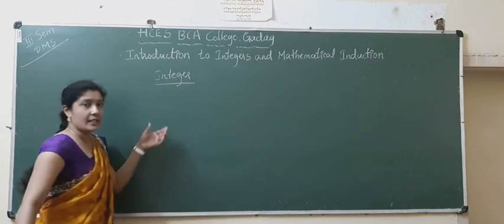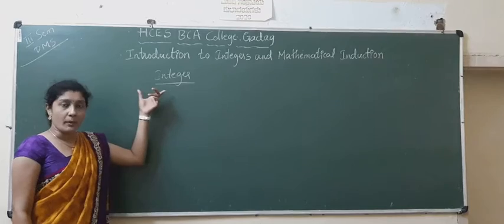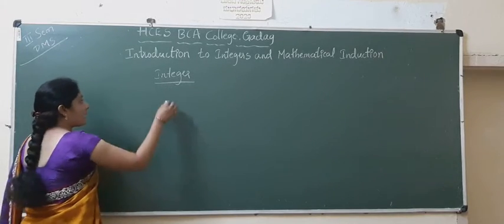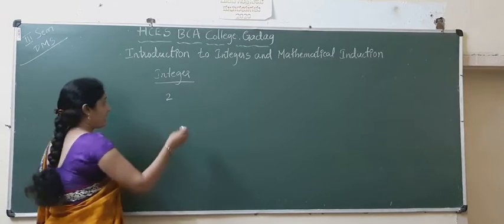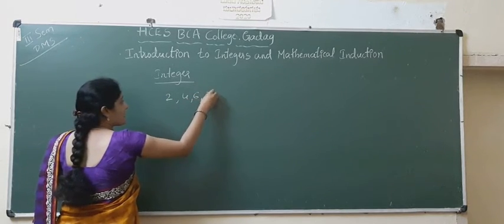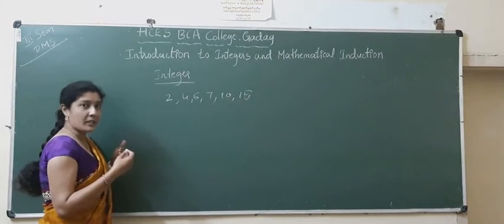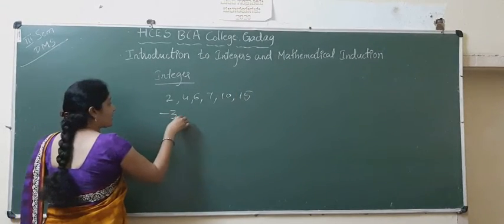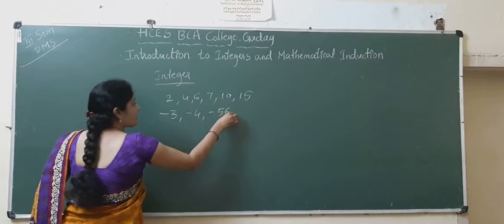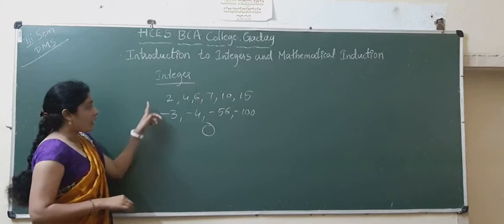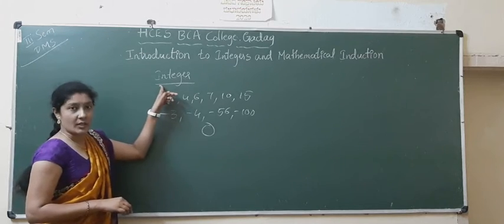As you all know, an integer is a whole number, but it does not contain a fractional component. That means it may be a positive number like 2, 4, 6, 7, 10, 50 and so on, or it may be a negative number like -3, -4, -56, -100, including 0. These numbers all belong to the integer group.